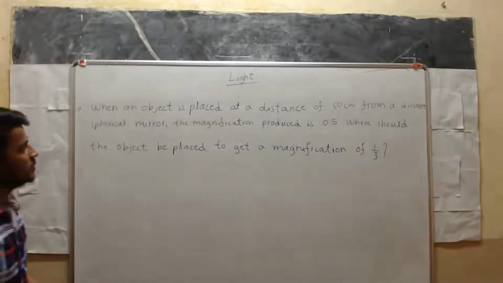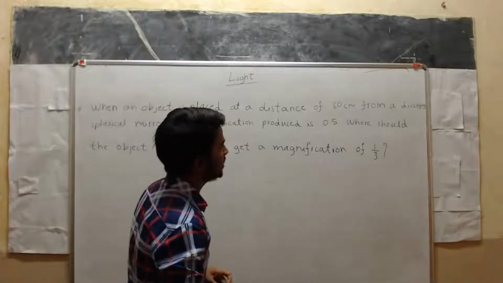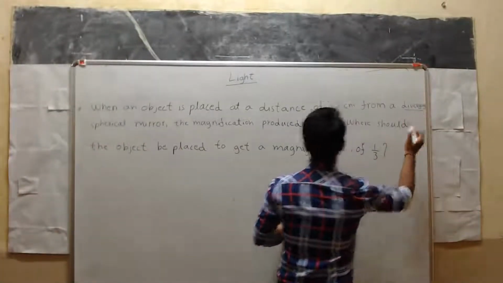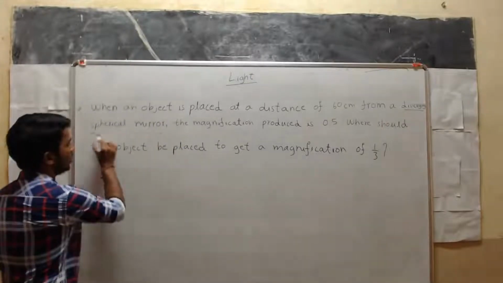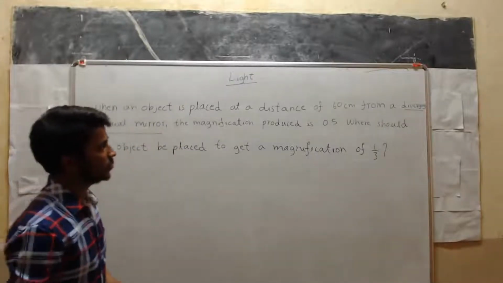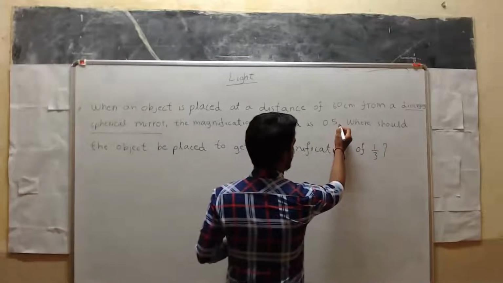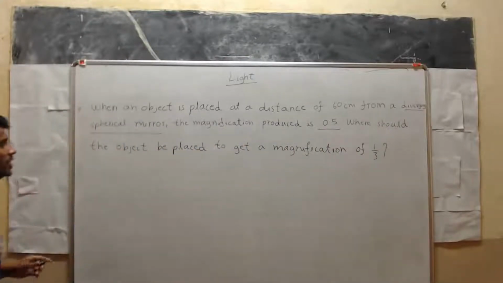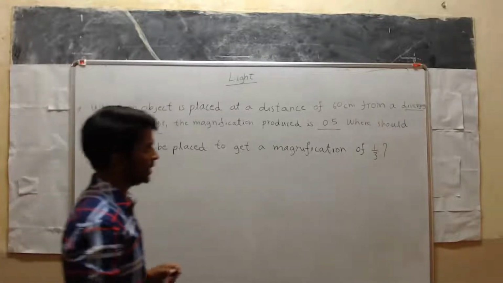Okay, see the last problem. When an object is placed at a distance of 60 centimeter from a diverging spherical mirror, the magnification produced is 0.5. Where should the object be placed to get a magnification of 1 by 3?